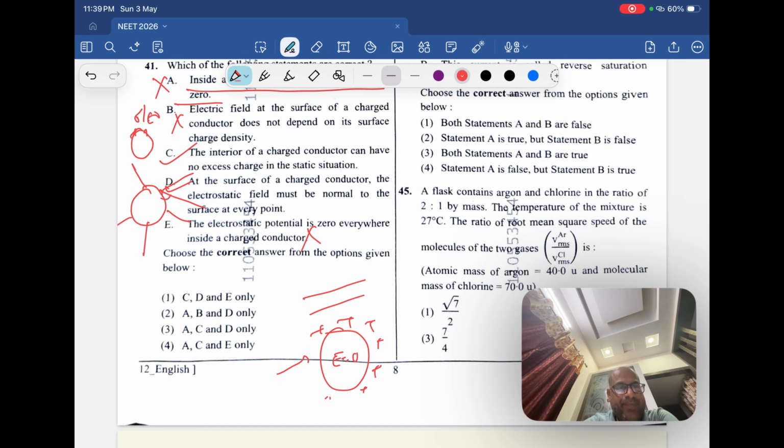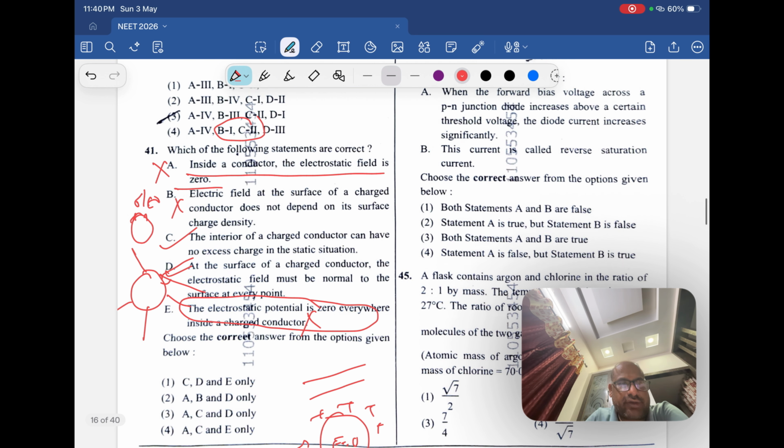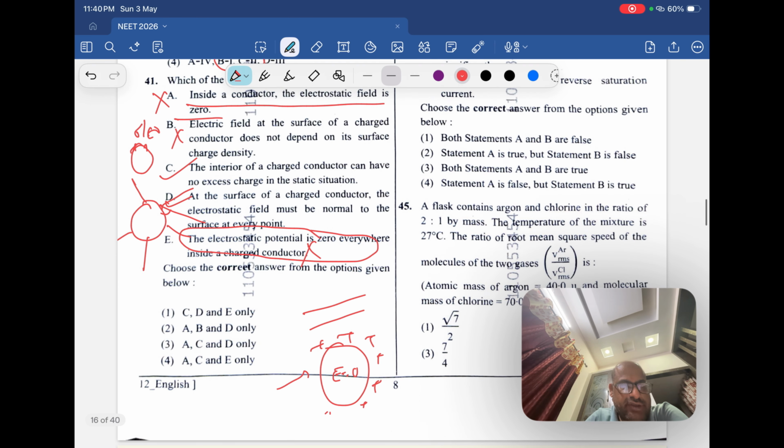What is E saying, right? Electrostatic potential is zero everywhere inside a charged conductor. In a conductor the field is zero, no? So potential may be constant. This statement seems to be wrong. Something different has been given. For my knowledge, C and D only are correct, but E is giving some doubt here. So most appropriately you can mark option 1, but that is also not certain. Electrostatic potential is zero everywhere inside a charged conductor. In electrostatic condition, field is zero, potential is constant.